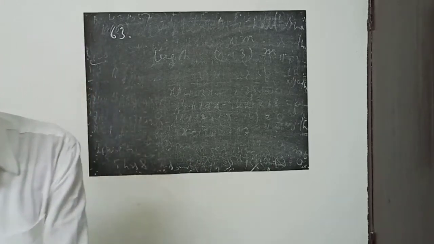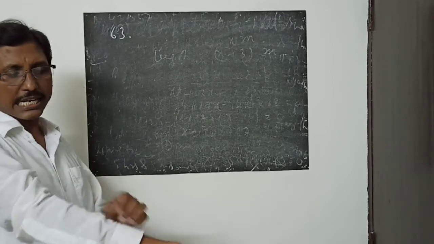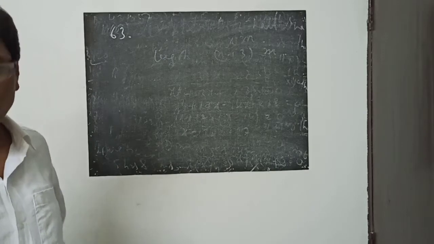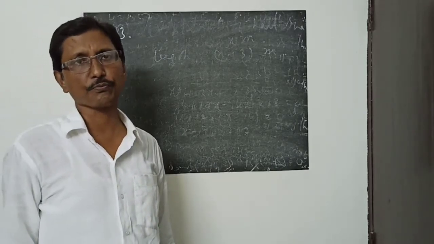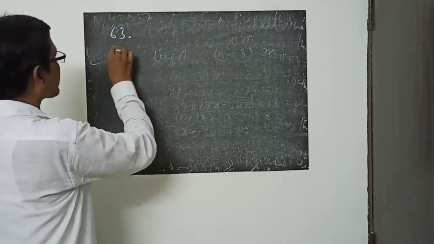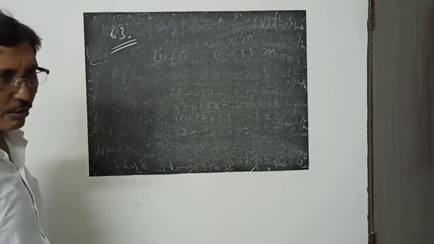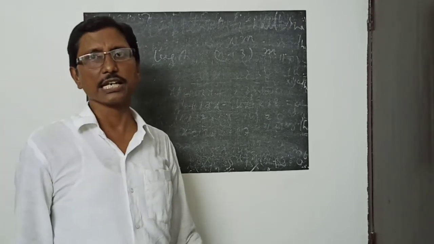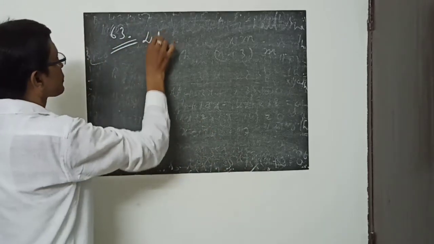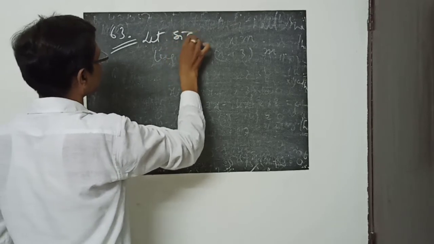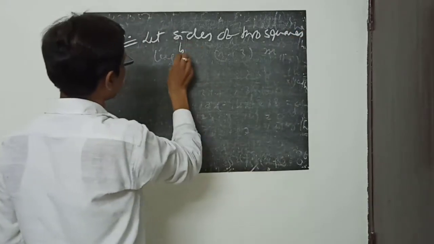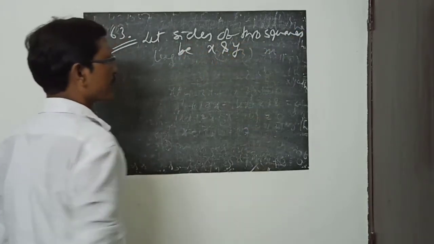So two things you are having: two squares, the sum of their areas is given as 640 and the difference of their perimeters is 64. Square means you have to take its side. Let the sides of the two squares, so separately you will take two variables, then ultimately one variable will be eliminated. Let the sides of the two squares be x and y meters.